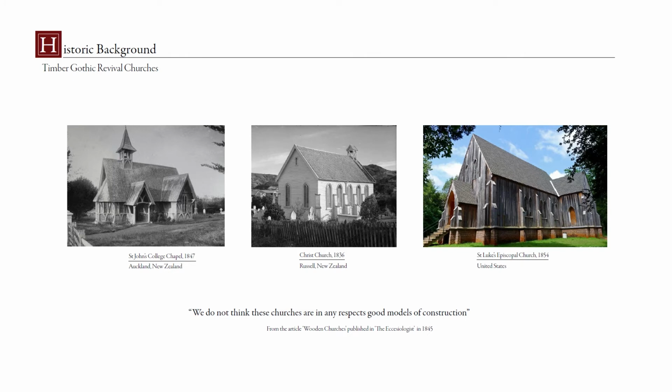In the middle of the 19th century, good quality stone was hard to come by in New Zealand, and so timber was used in its place. This was an issue with some religious scholars at the time, with an article in 1845 stating that these are not good models of construction. This is somewhat due to the use of the pointed arch motif, and in stone construction it is a structural form, whereas in timber construction it is more just for aesthetics and kind of structurally redundant.